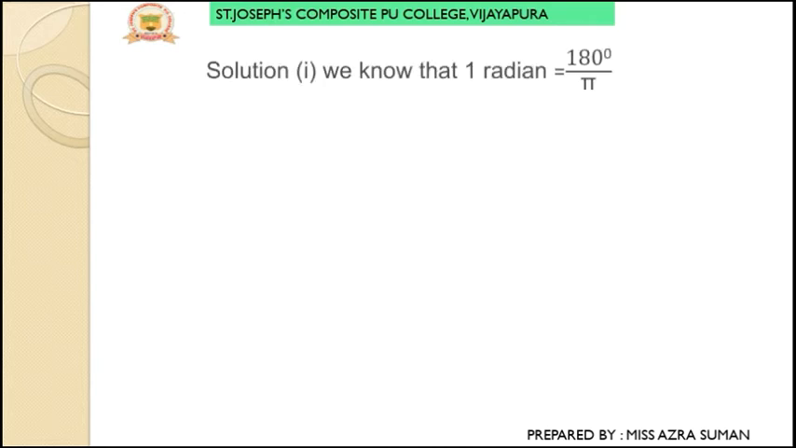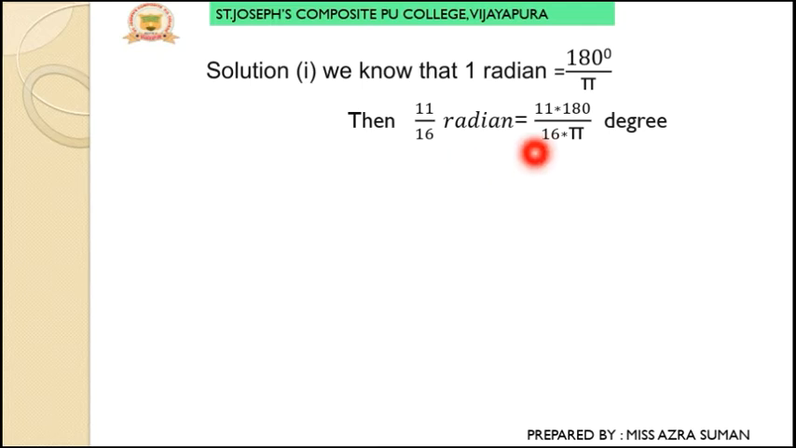The solution for the first problem is, we know that 1 radian is equal to 180/pi degree. Now we have to calculate for 11/16 radian. 11/16 radian is equal to 11 into 180 whole divided by 16 into pi degree. On simplifying, we will get 11 into 45 whole divided by 4 into pi degree.